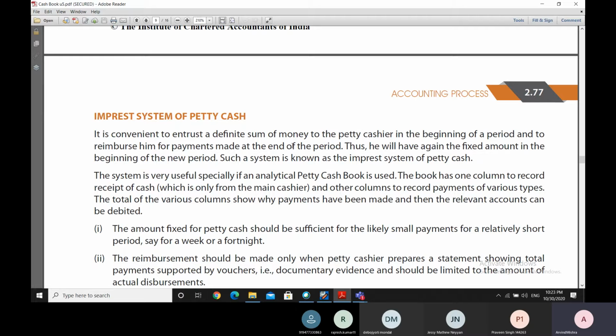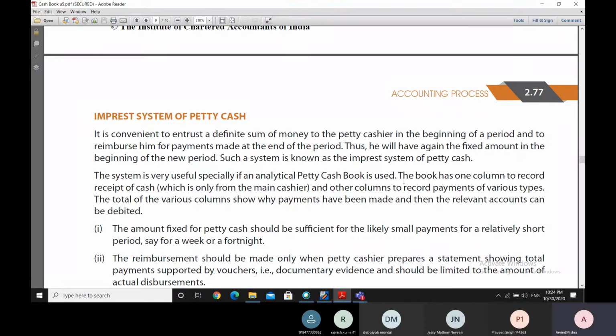Now this system is very useful, especially if an analytical petty cash book is used. Now an analytical petty cash book has one column to record the receipts of cash, which is only from the main cashier, because receipts are coming only from the main cashier, and this petty cashier does not receive any cash otherwise, and he only makes the cash payments. This has to be remembered that petty cashier will not receive any cash except from the main cashier for the replenishment of the balance.